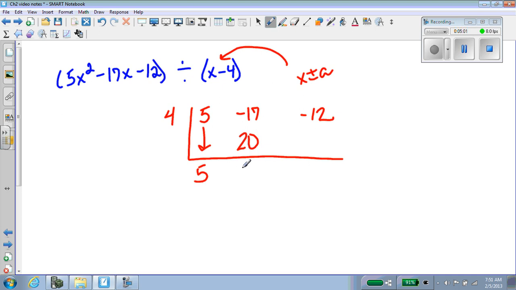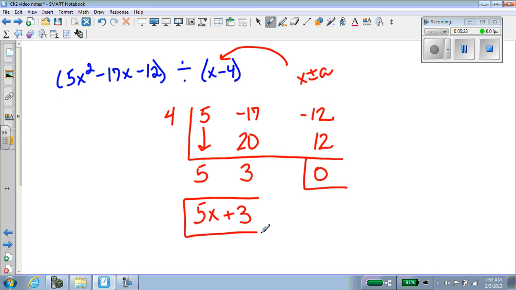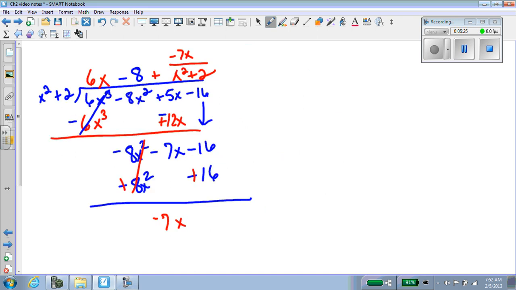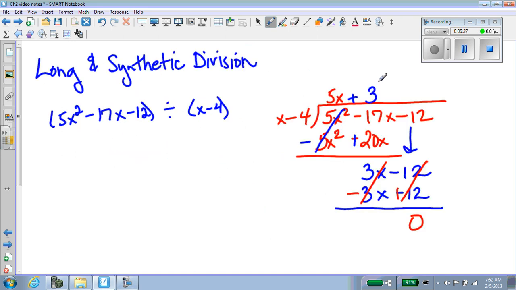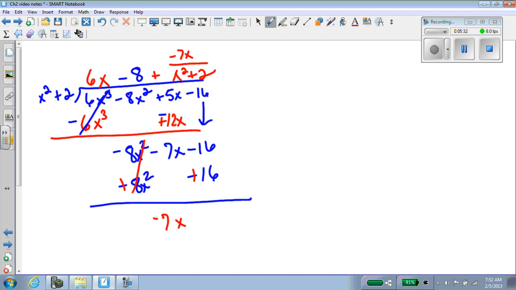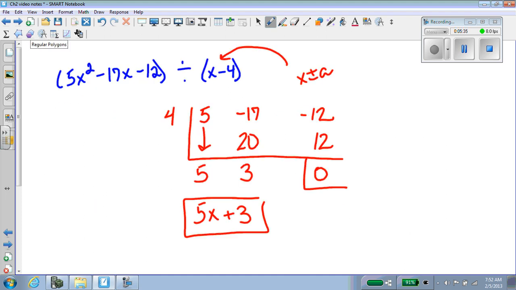Then we add, then we multiply, then we add. This is our remainder, which is 0, and this is our quotient, which, since this started out as x squared, starts out as 5x plus 3. So that is our quotient, 5x plus 3. I want to revisit the first problem we did. We did this long division, and we got a quotient of 5x plus 3. Now we're doing it synthetically and getting a quotient of 5x plus 3.